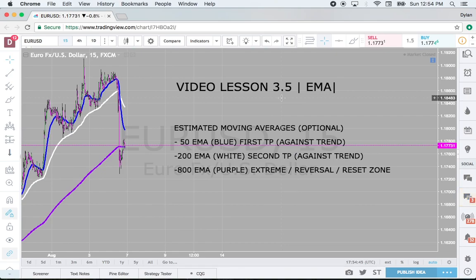Today we will be discussing estimated moving averages. Now, these are completely optional, and before going any further, I would like to just address a few things. Number one, indicators are not necessary. I myself do not use indicators.